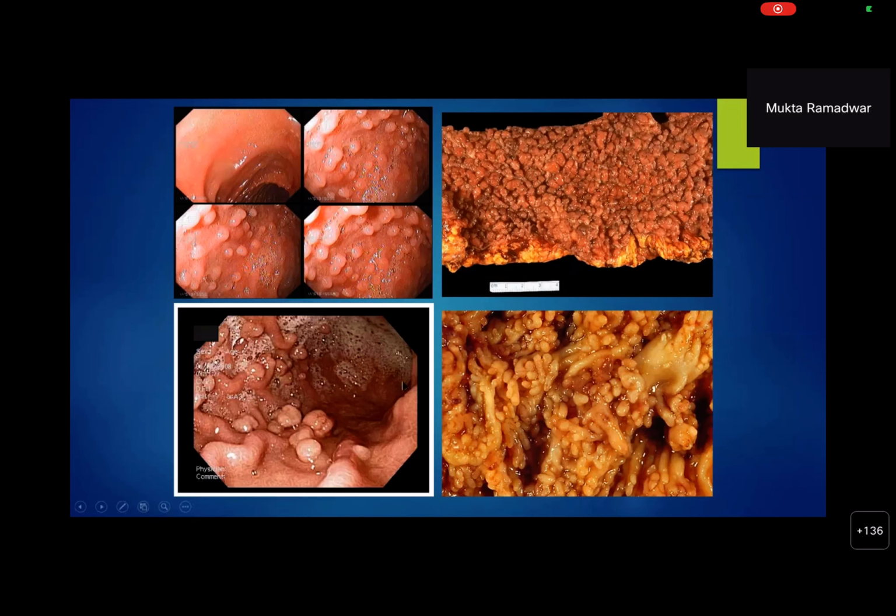Then we have some hamartomatous polyps here. We have some lymphoid polyps. We do not know what is the nature of the polyps, whether they are neoplastic or not. So Prachi can chip in at this moment or maybe even later.